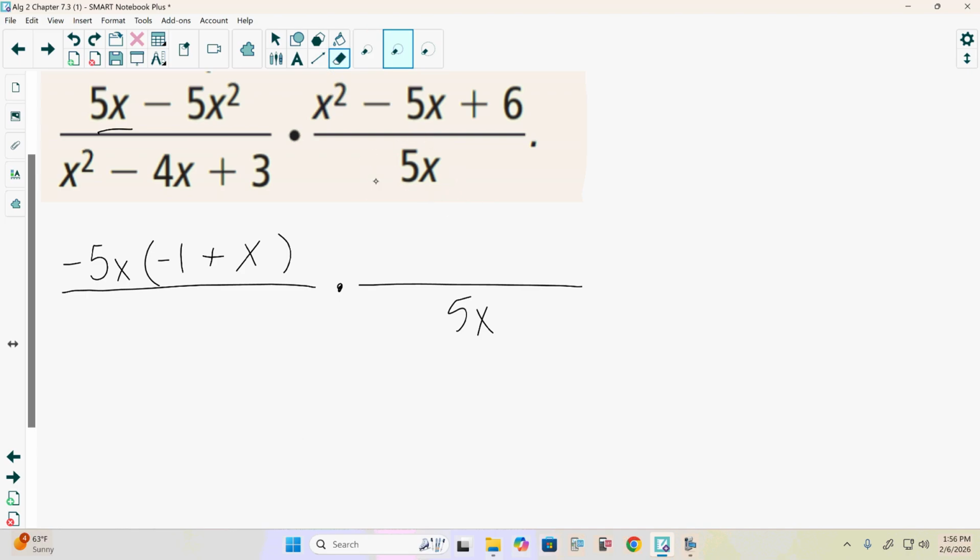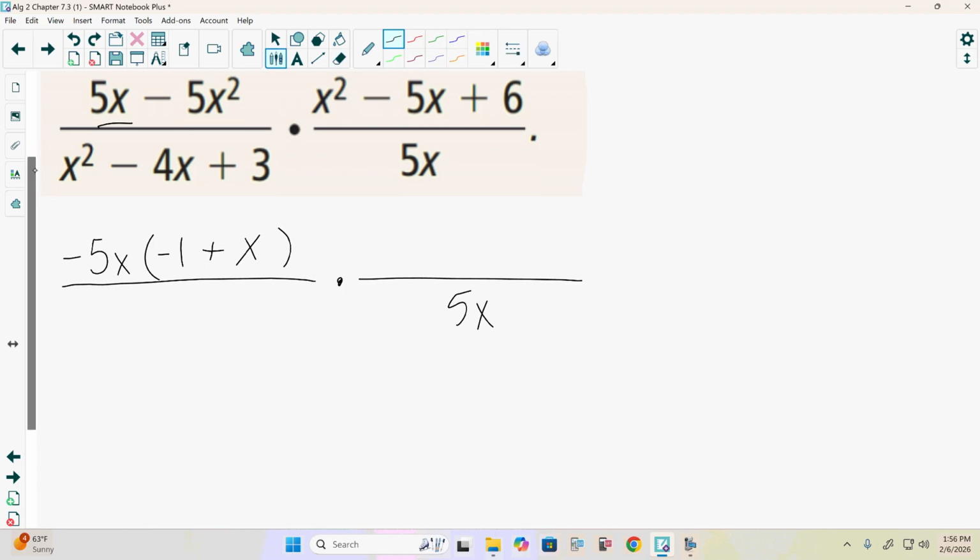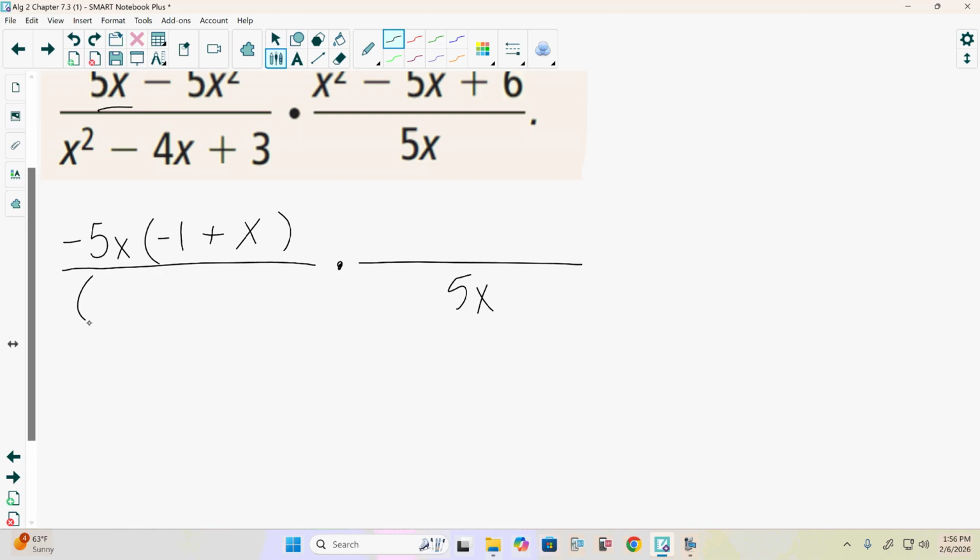X squared minus 4x plus 3. We want to factor it first, or x squared minus 5x plus 6. Doesn't really matter. Which has more factors, 3 or 6? 6. Let's do the one with 3. Because if there are fewer factors for the first and third terms, there are fewer options for us to actually factor it too.